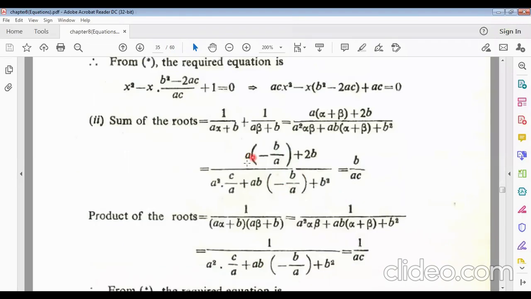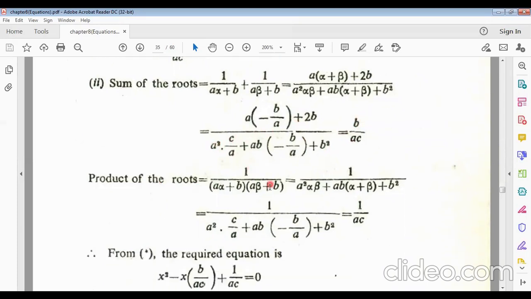Now just taking a cancel. So minus b plus twice b what? Only b. Now here a cancel and a cancel. Then we get only ac, because this b square and this b square will be cancelled. Okay. a cancel. So we get minus b square here. So minus b square plus b square will be what? b square will be cancelled. And a cancel. So you get only ac. This is the sum of the roots.